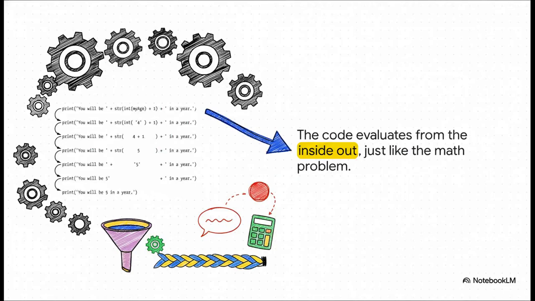And here you can see the whole process in action. Remember that math problem from the beginning? The computer solves this the exact same way, from the inside out. It finds that my age variable, substitutes the text 4, converts it to a number, adds 1, converts that back to text, and finally mashes everything together into one complete sentence.